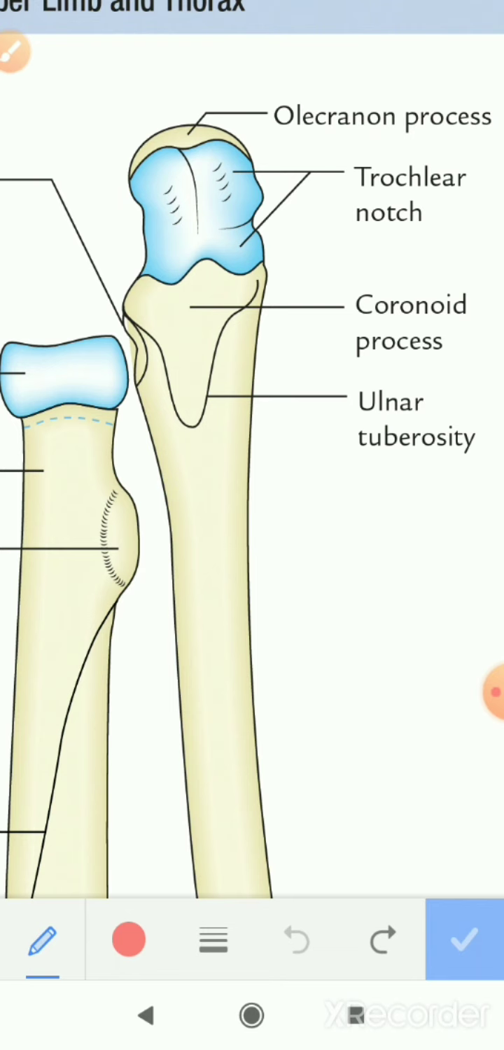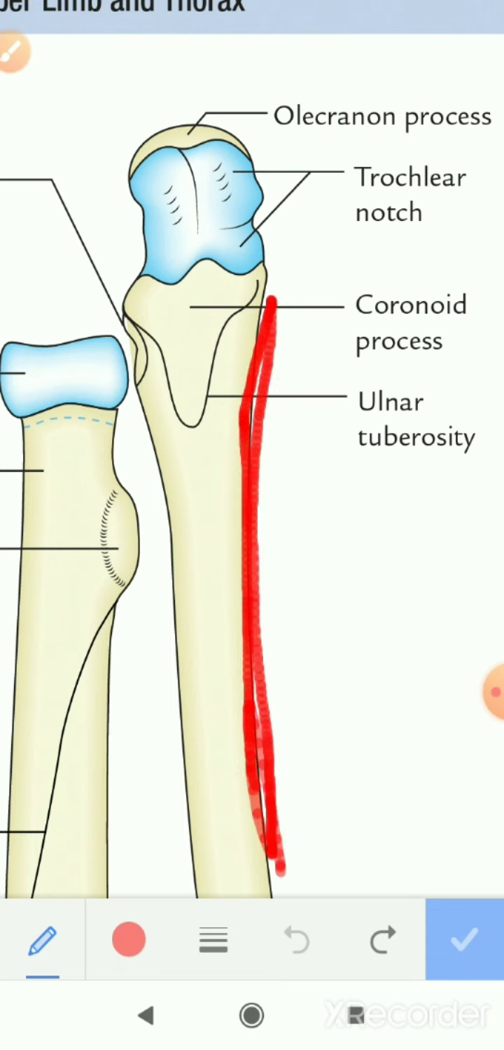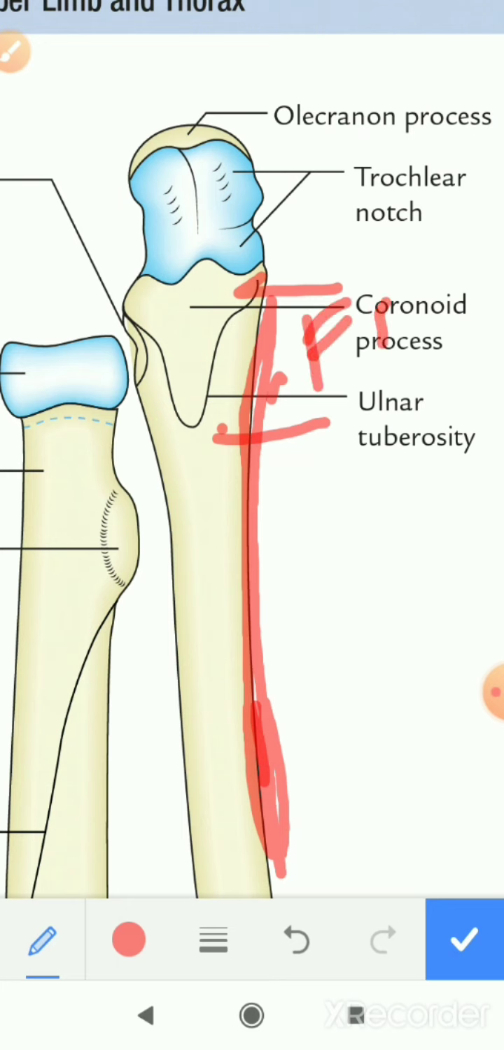This is the medial surface. This will be the medial surface of the coronoid process. It provides attachment to the flexor digitorum profundus.